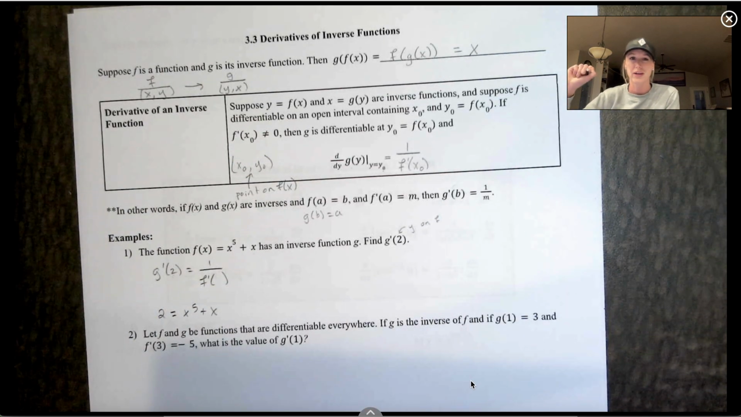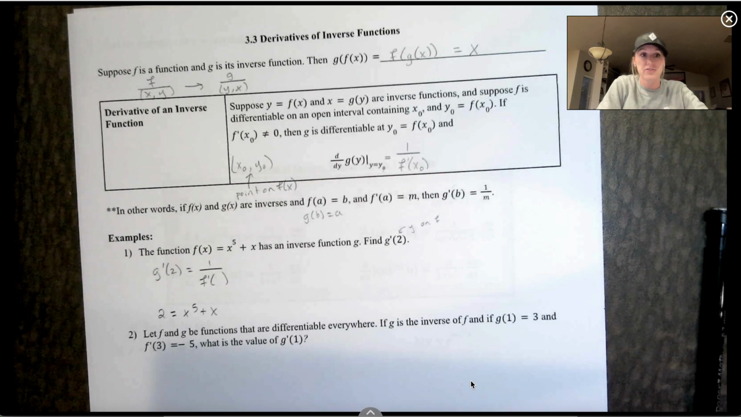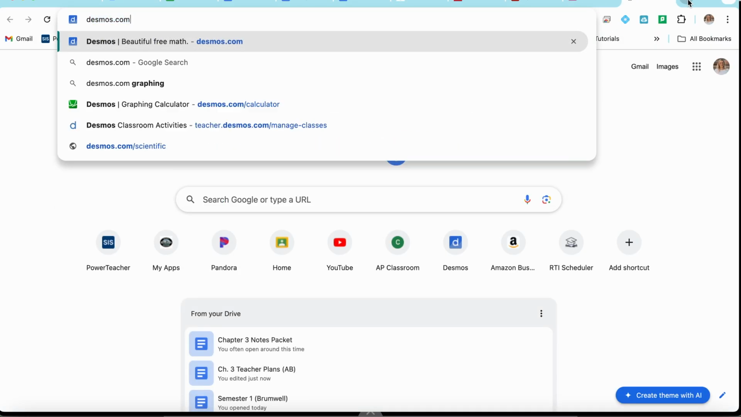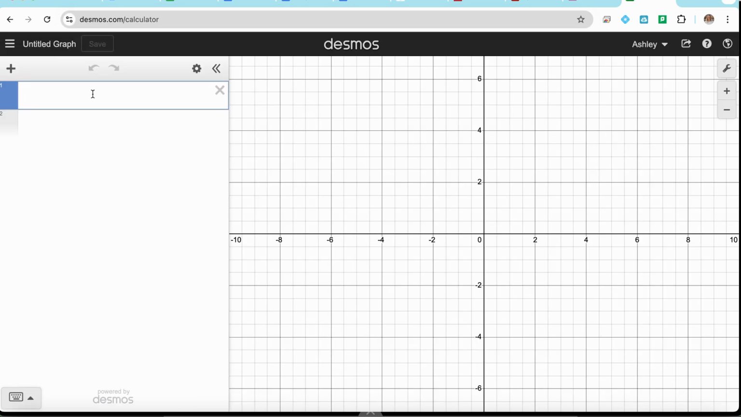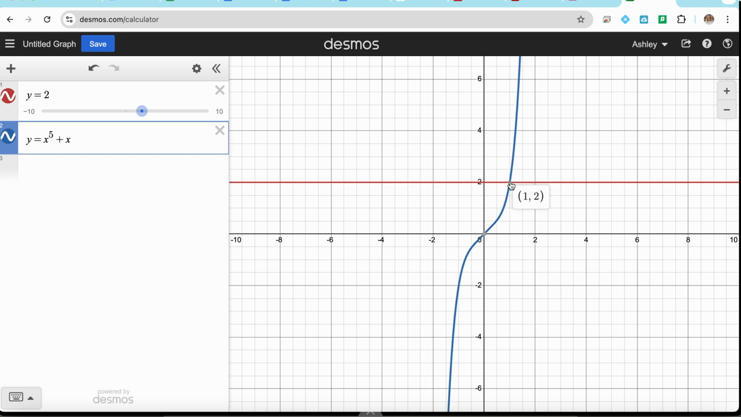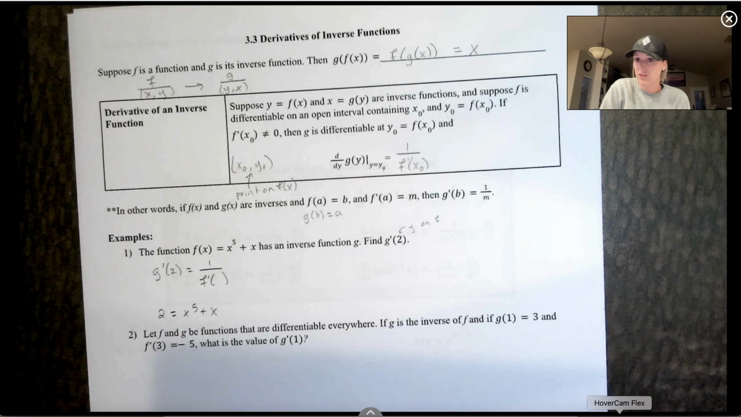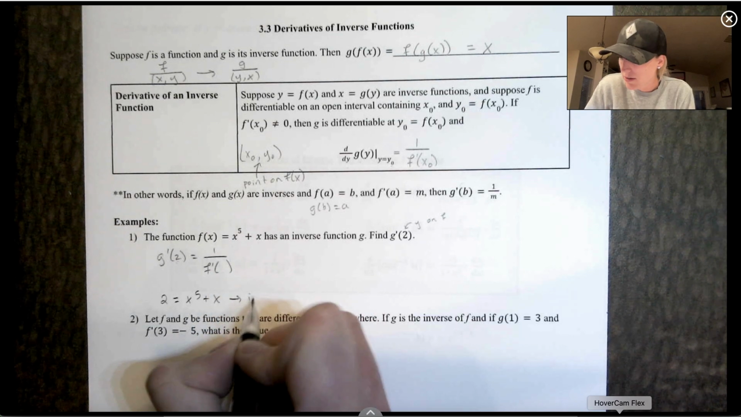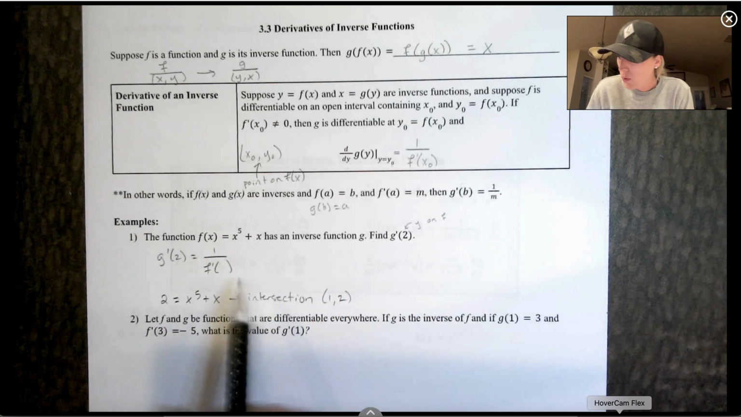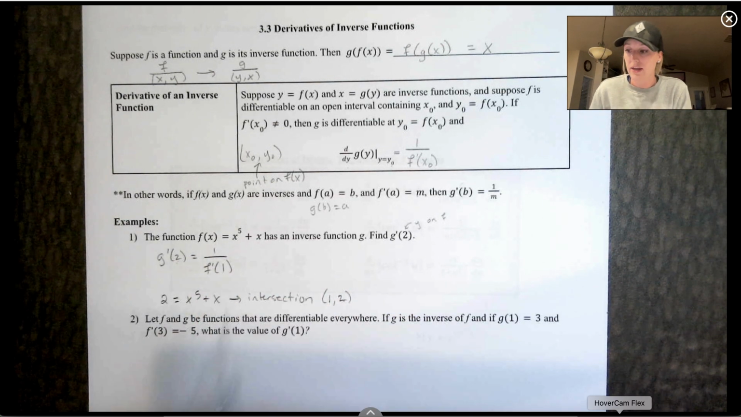Now this isn't a super nice one to be able to solve, so I'd actually recommend graphing this. So I'm going to switch over here to Desmos. Basically what I want to do is graph these. I'm going to graph y equals 2, and then I'm going to graph y equals x to the fifth plus x, and I'm looking for their intersection. So when y is 2, x is 1. From that intersection, we got 1, 2. So 1 is what we're going to put in here.